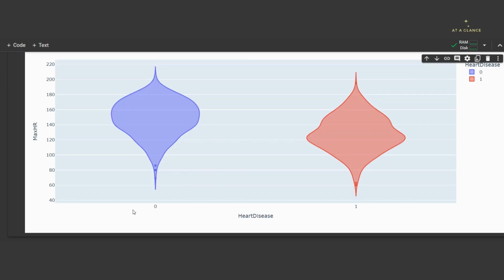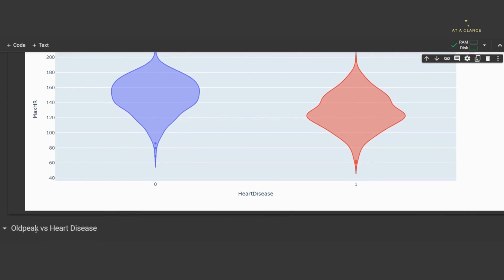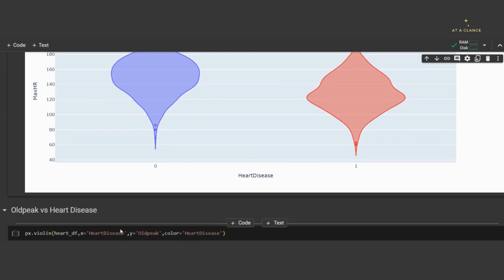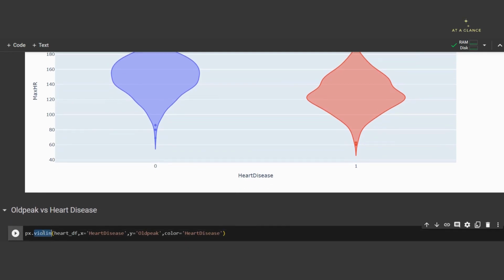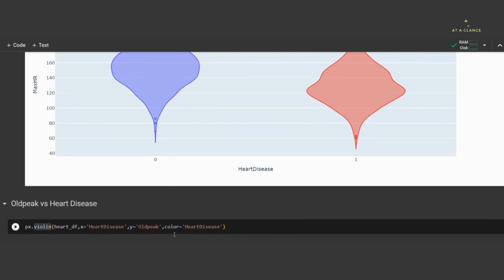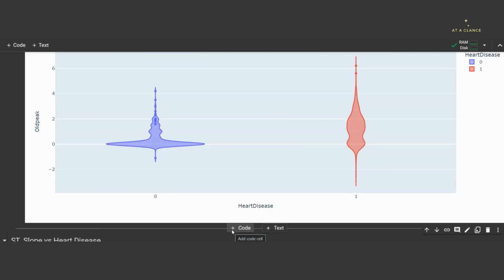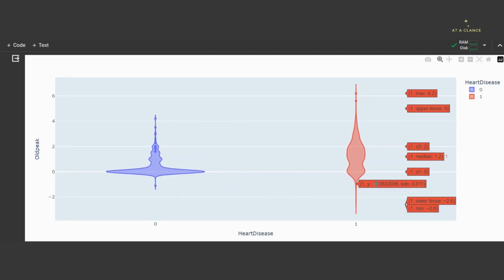We'll move on to the next column, which is old peak. We are going to plot the relationship between the old peak column and the heart disease column. So for that, we are going to plot the violin plot again. Here you can see that inside the violin function, we have specified the data frame, and on the x-axis, we have specified the heart disease. On the y-axis, we have specified the old peak column, and we are segregating it with the help of the heart disease column, which will segregate it with the help of the color. So here you can see this is what the plot is.